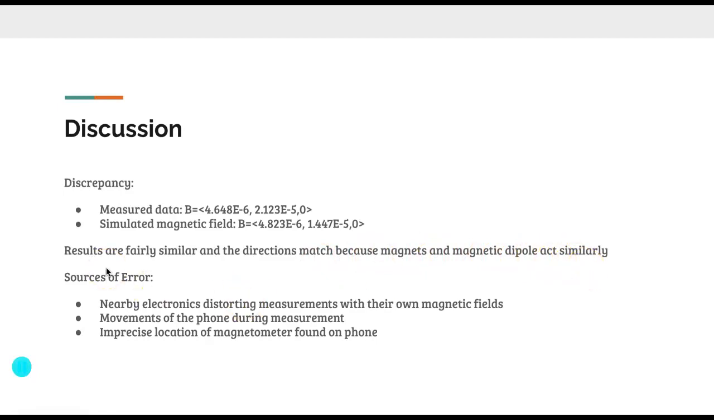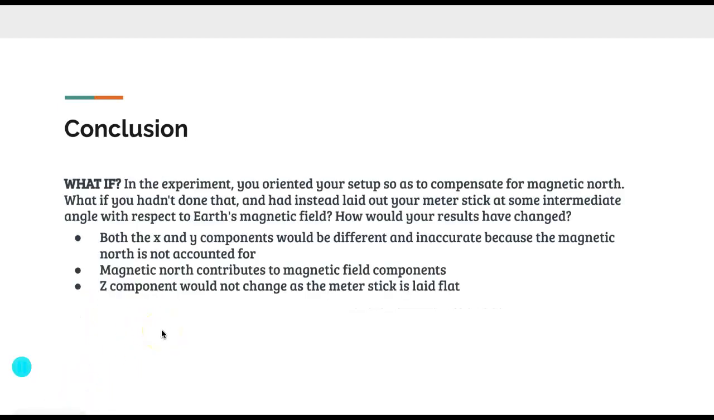Some sources of error include the nearby electronics distorting measurements with their own magnetic fields, movements of the phone during measurement, and imprecise location of the magnetometer found on the phone initially. So what if in the experiment we didn't orient the setup to compensate for the magnetic north? Well, then both the x and y components would be different and inaccurate because the magnetic north is not accounted for. The magnetic north contributes to both magnetic field components, but the z component would not change as the meter stick is laid flat.